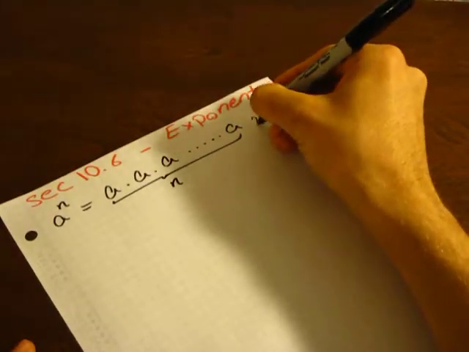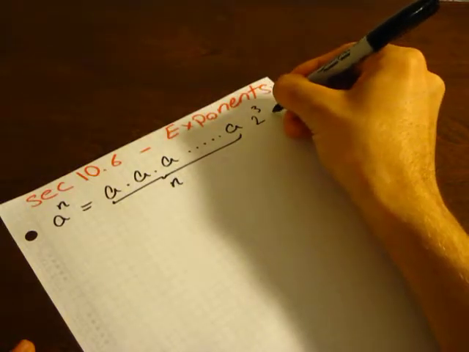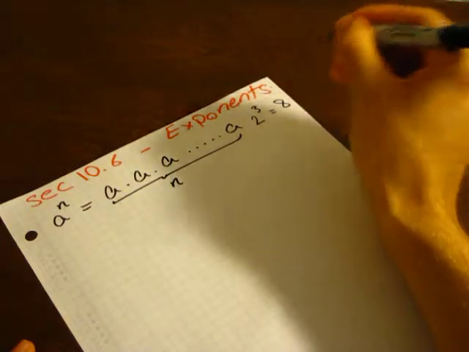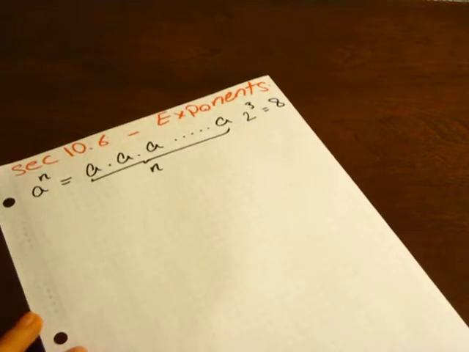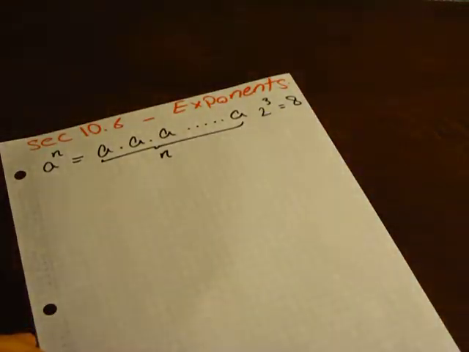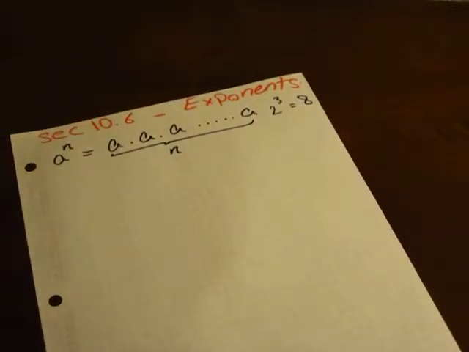For example, 2 to power of 3 is equal 8 because I'm multiplying 2 by itself 3 times. 2 times 2 times 2, it's going to give me an 8.